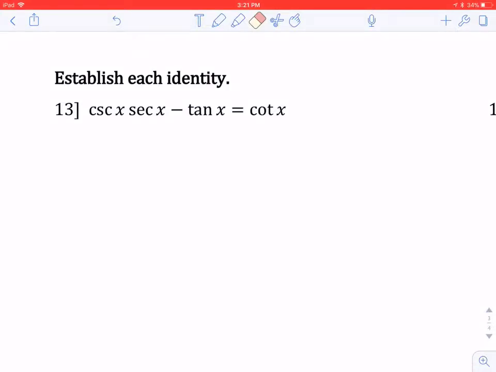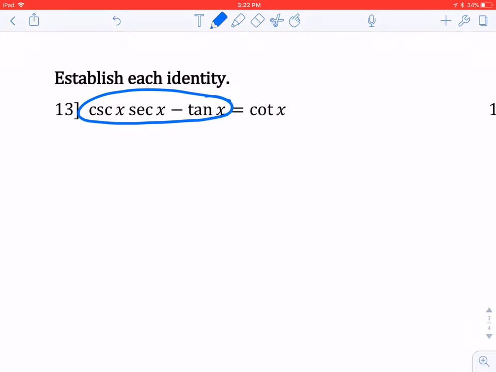I'm going to establish the identity for problem number 13. I'll start by looking at the equation to decide which side's more complicated. In this particular problem, the left-hand side is more complicated. So I'm going to start by circling that side of the equation.